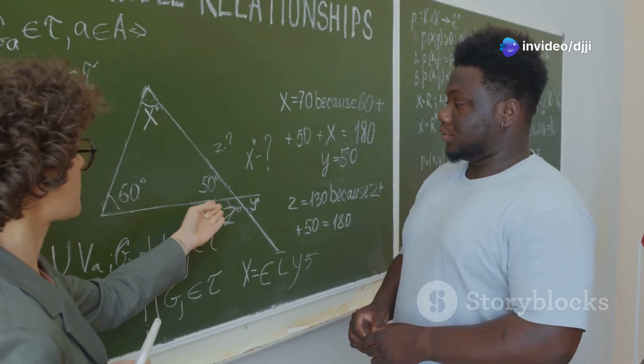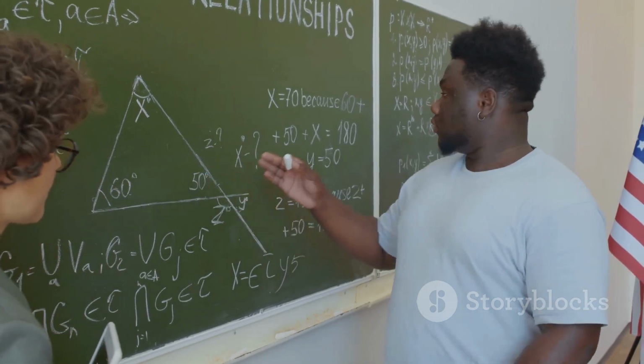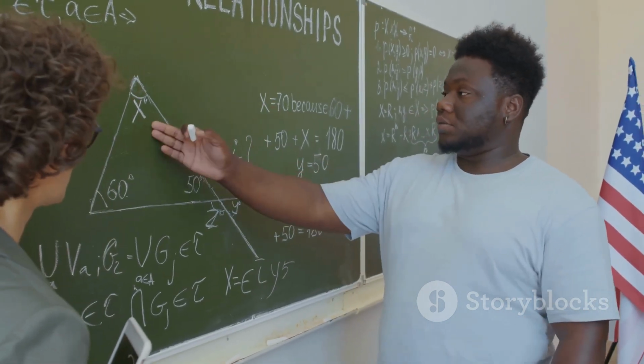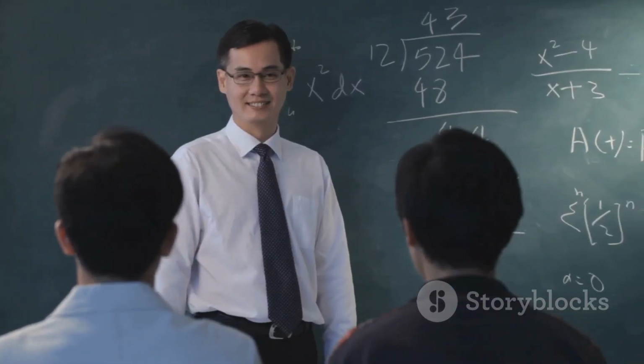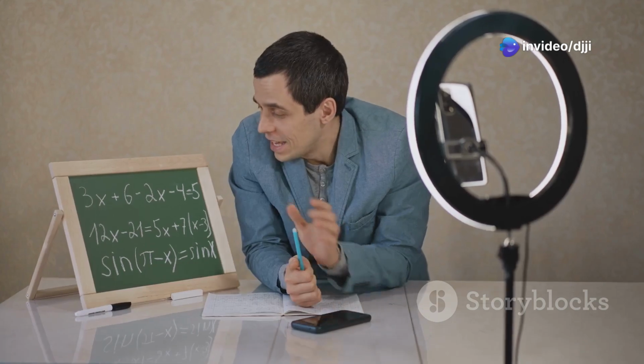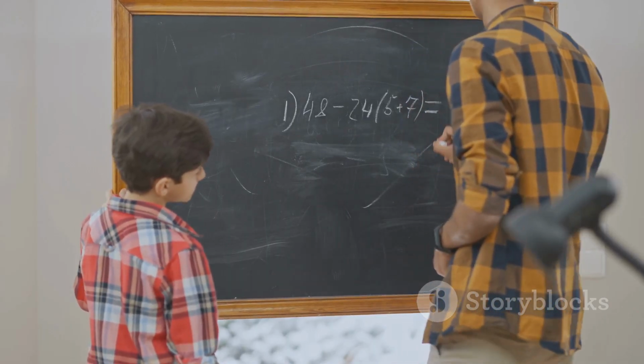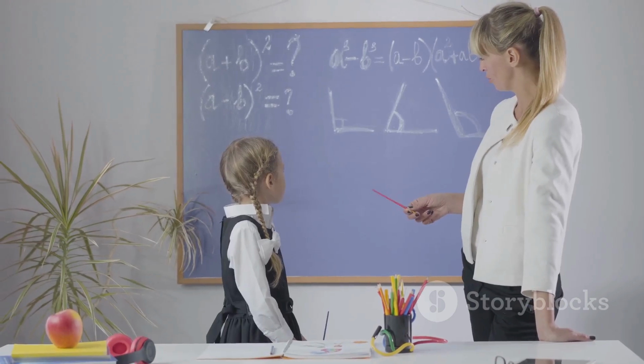We graph rational functions to understand their behavior, while we solve rational equations to find the values of x that make the equation true. So in summary, while both rational functions and rational equations involve ratios of polynomials, they serve different purposes in mathematics. Rational functions describe relationships, while rational equations are used to find solutions. I hope this cleared up the differences for you.